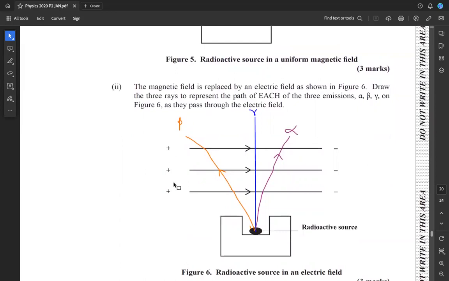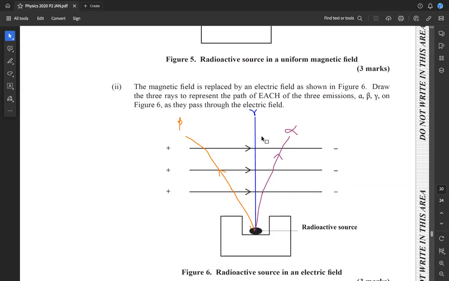And then we have an electric field. So we see that we have a positive plate here, and we have a negative terminal here. And so, of course, the field lines for an electric field are going to go from our positive to our negative. And so this black line represents those electric field lines. And so the question is asking us then to draw the 3 rays to represent the path of each of the 3 emissions, alpha, beta, gamma, on figure 6 as they pass through the electric field. So again, our particles are coming from down here.